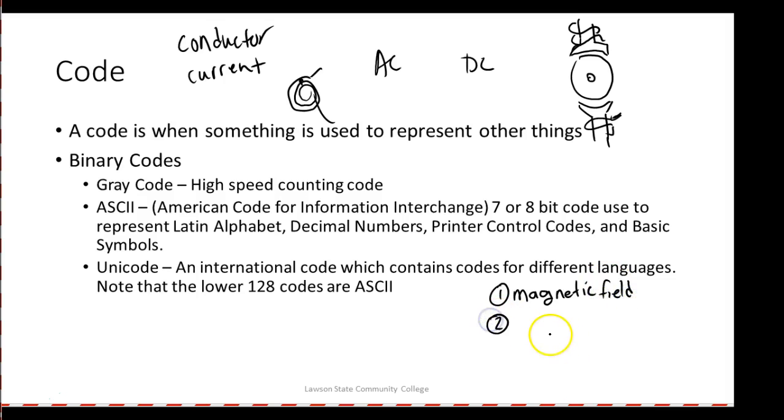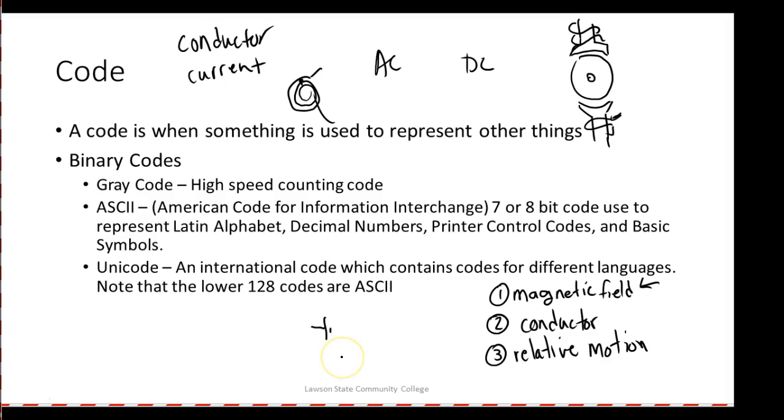And what's the second thing we need? Yeah, we need a conductor. And then what's the third thing we need? A relative motion. And what do we mean by relative motion? Either the magnetic field has to cut across the conductor, or the conductor has to be moved through the magnetic field. And with either one of those, we get an electromotive force.